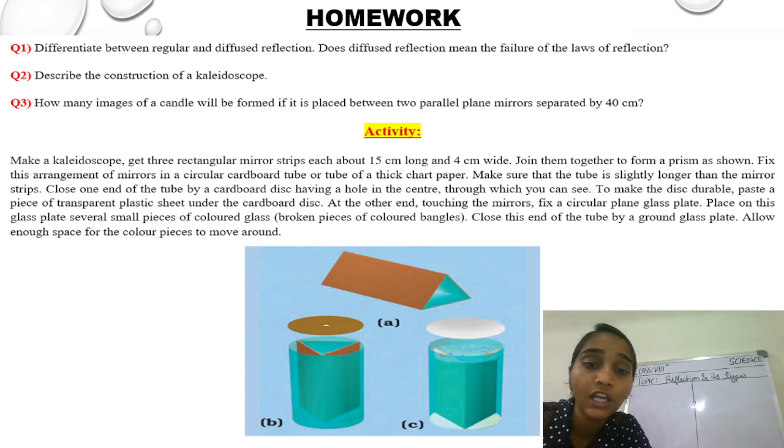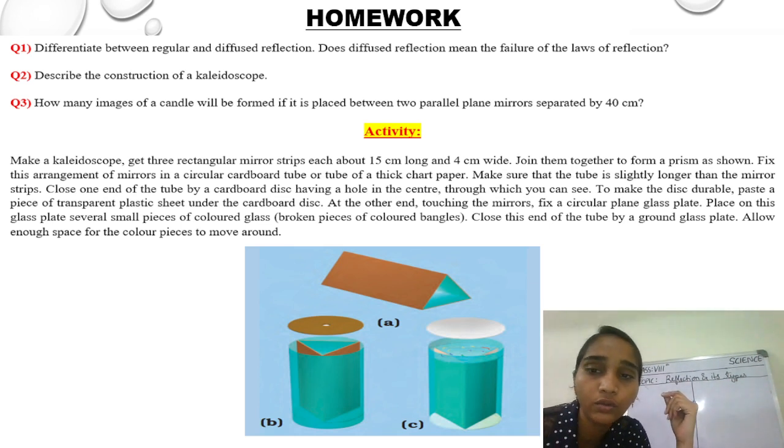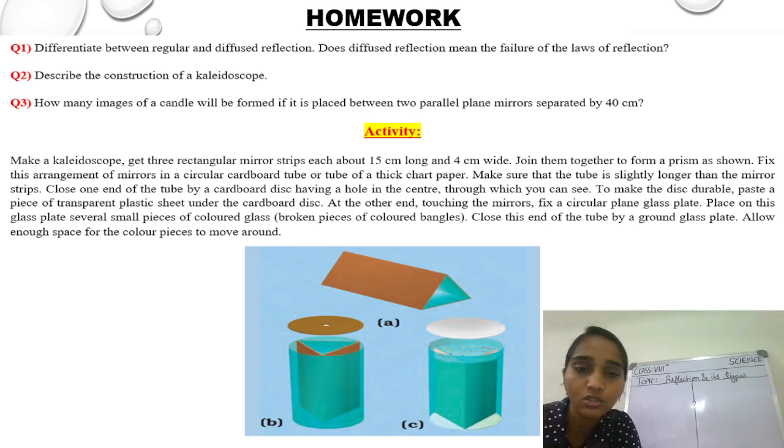And students, in the activity you have to make a kaleidoscope. For that, you can get 3 rectangular mirror strips, which are 15 centimeter and 4 centimeter in dimension. Join them together to form a prism kind of thing, and attach a circular thick cardboard. Then make sure the tube is slightly longer than the mirrors, and close one end of the tube by a cardboard disc, with one side open through which we can see. And to make the disc durable, you can paste a piece of transparent plastic sheet under that cardboard, at the other end touching the mirrors.